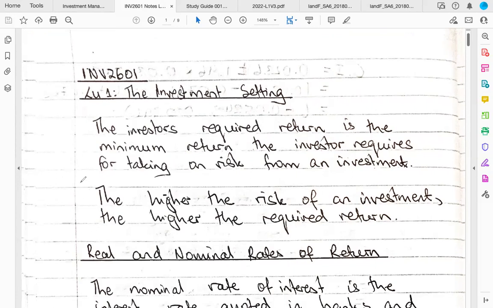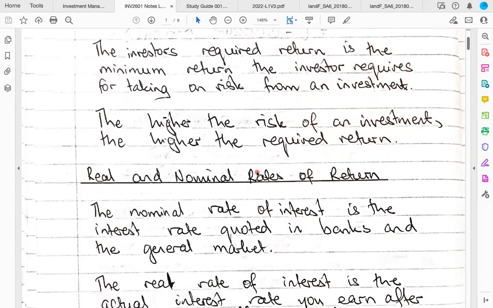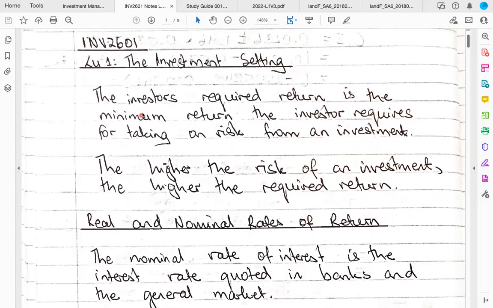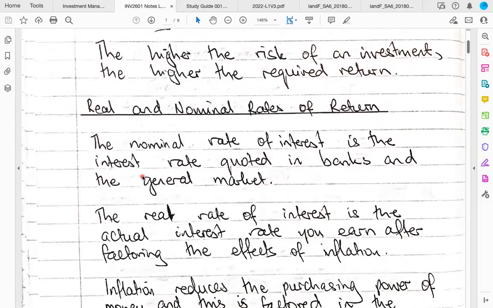There's also an important concept I'm sure you've come across before, and that concept says the higher the risk of an investment, the higher the required return of an investor. So the riskier an investment is, the higher the return an investor would require for taking on the risk associated with that investment. So that's the first important thing you need to note with regards to this module.